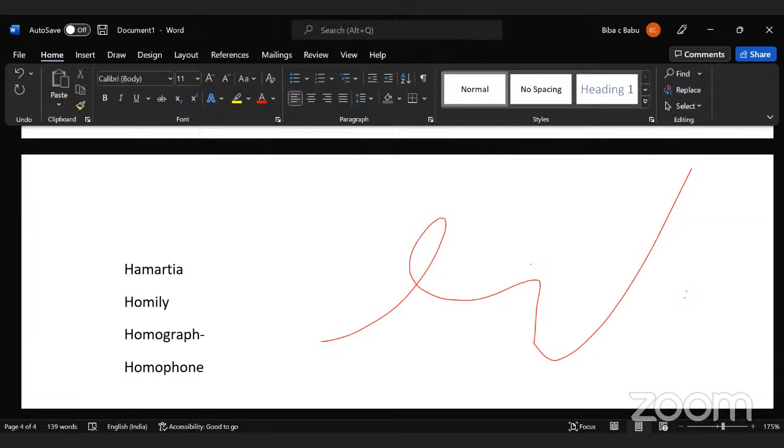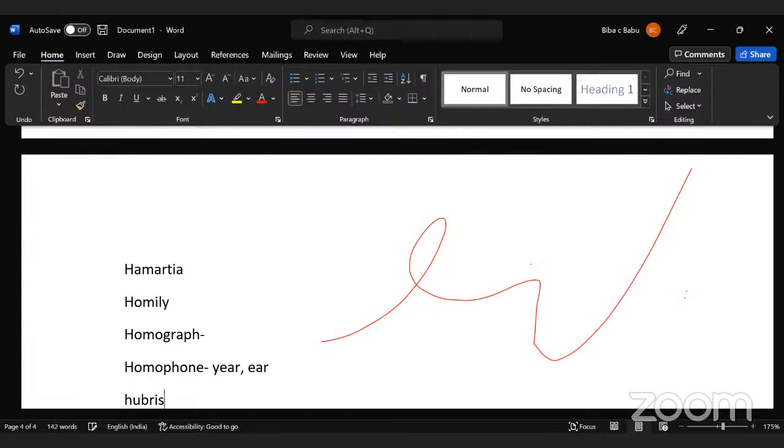Next is homophone. Homophone is a word that has different spelling and different meaning but the same pronunciation. See, you pronounce it as ear. This is also ear. Both are pronounced as ear, but the spelling is different, the meaning is different.